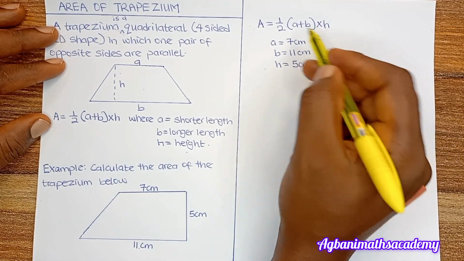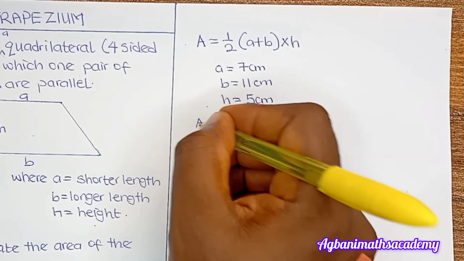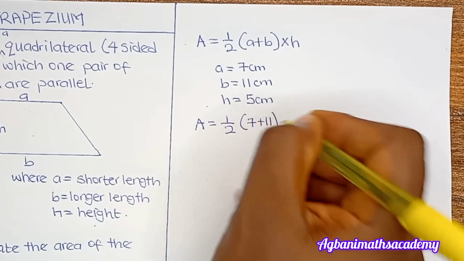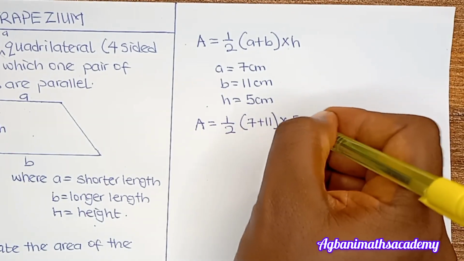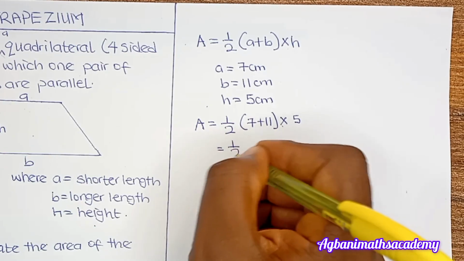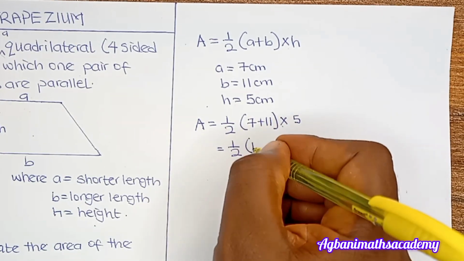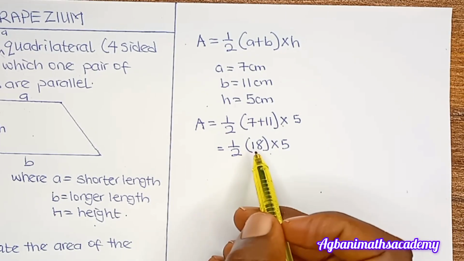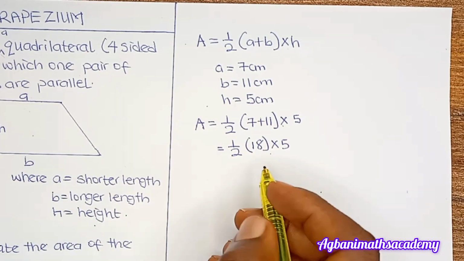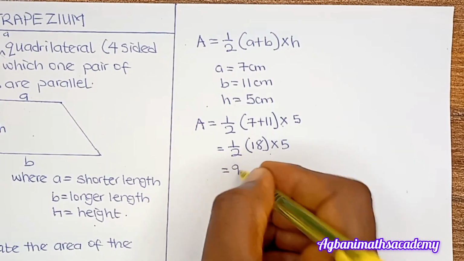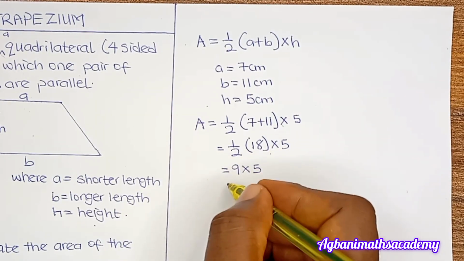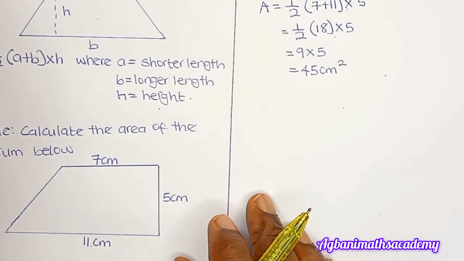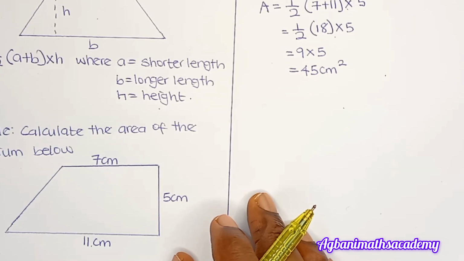So substituting these values into the equation, we have area is equal to half into 7 plus 11 times 5. Next, half into 7 plus 11 is going to give us 18 times 5. So what is half times 18? Half times 18 is the same thing as half of 18, which is 9. So we have 9 times 5, and 9 times 5 is equal to 45. So the area of this trapezium is 45 centimeter square.